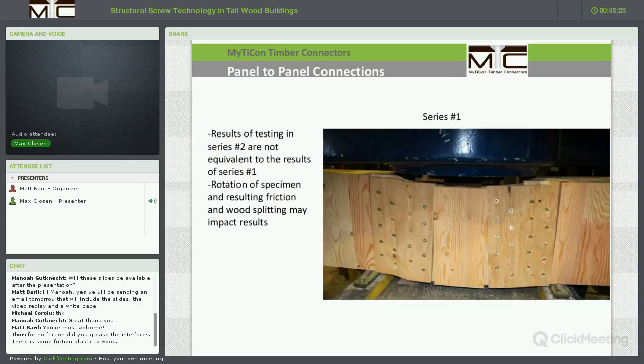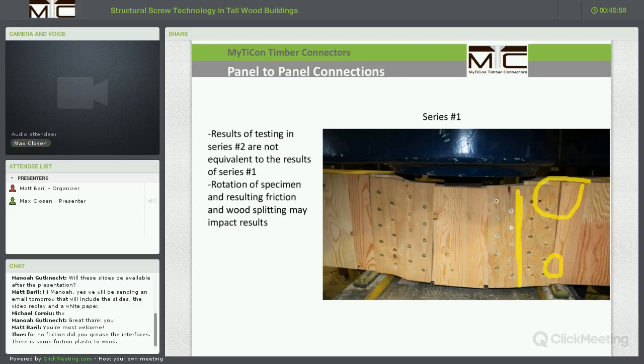Overall, we can conclude that Series 1, where we used three panels in the testing, was probably not as appropriate as we initially figured. There is a lot of interaction in these areas here. A lot of friction is developed probably down here due to wedging of the members. We saw some plywood splitting in these areas. Screws pulled heavily into the specimen, and there were a lot of factors that contributed to the connection performance in the first test series.